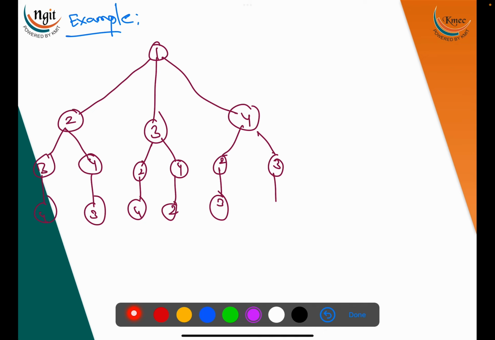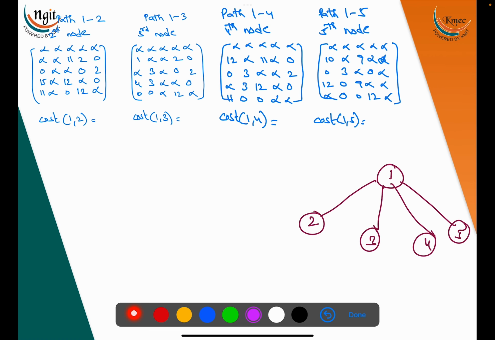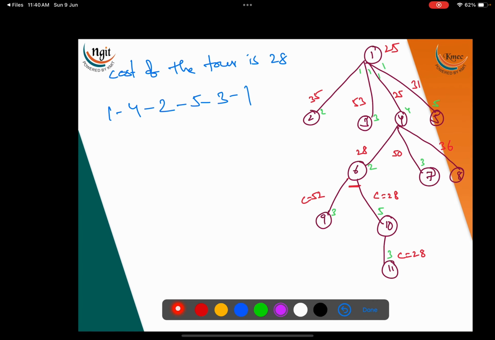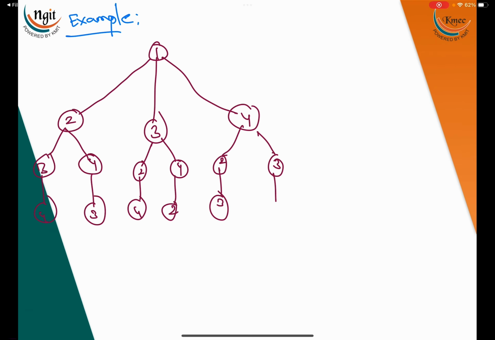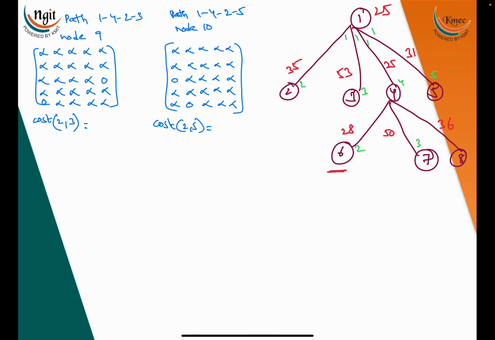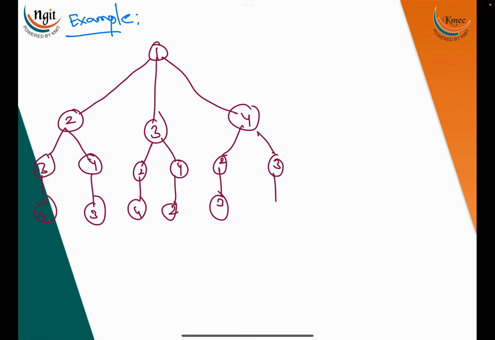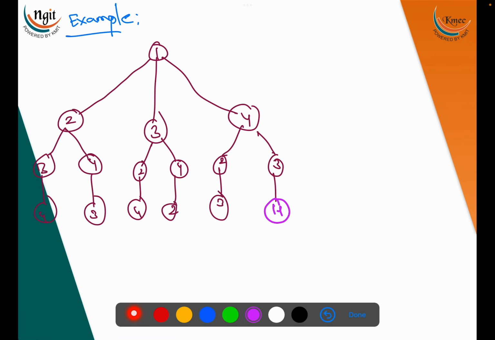Now we'll take some example. Now let's see this example. So this is the graph that I'm considering. 1, 2, 3, 4. So I'm just taking an example graph. Now, so here it is.